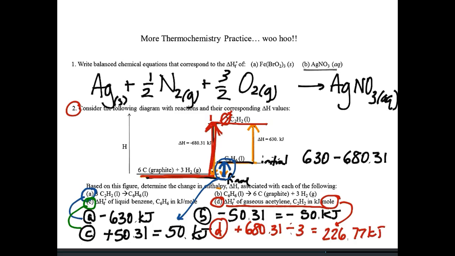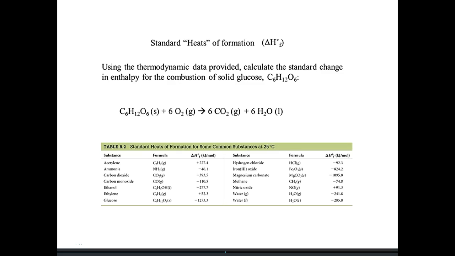So it's 680.31 divided by 3, which is 226.77, which is really... 680.31 is accurate to the hundredths place. Divided by 3 isn't going to change that. Yes, that's actually more accurate than the other numbers, so that's actually correct. It's got all 5 sig figs.